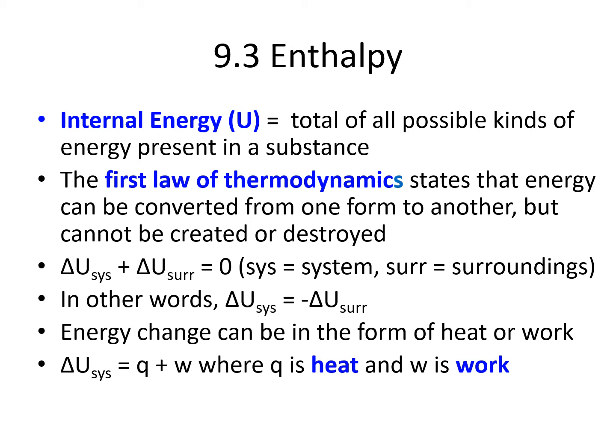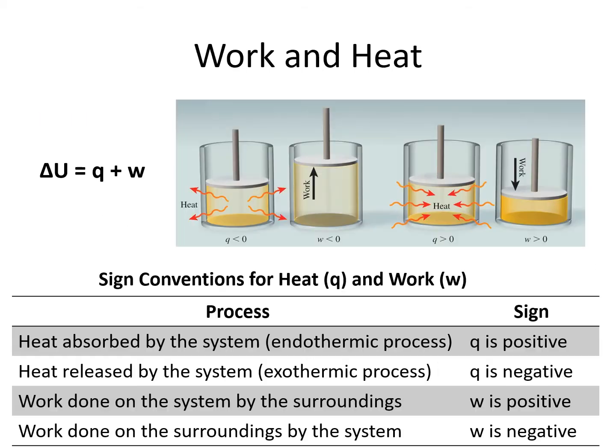This equation is deceptively simple. It seems like we're just going to be adding two numbers. The tricky part is that we have to identify the signs for each of those numbers. We're going to be working with word problems, and a sign may not be explicitly stated in the word problem. We have to think about what is happening with relationship to the system and the surroundings.